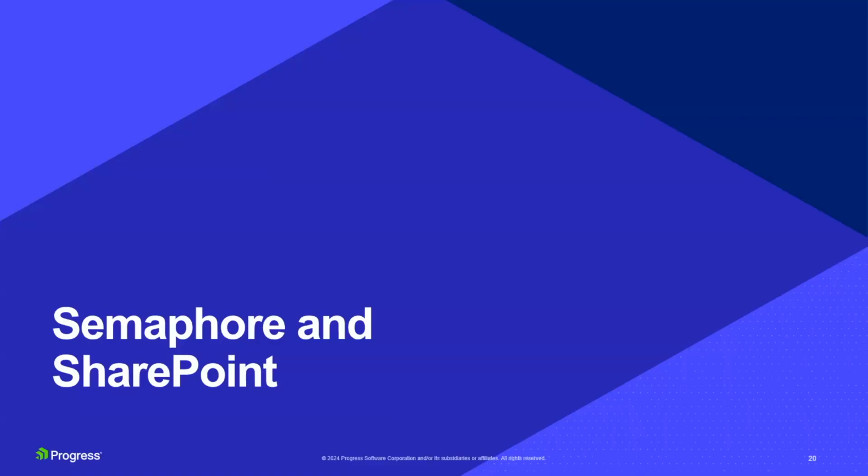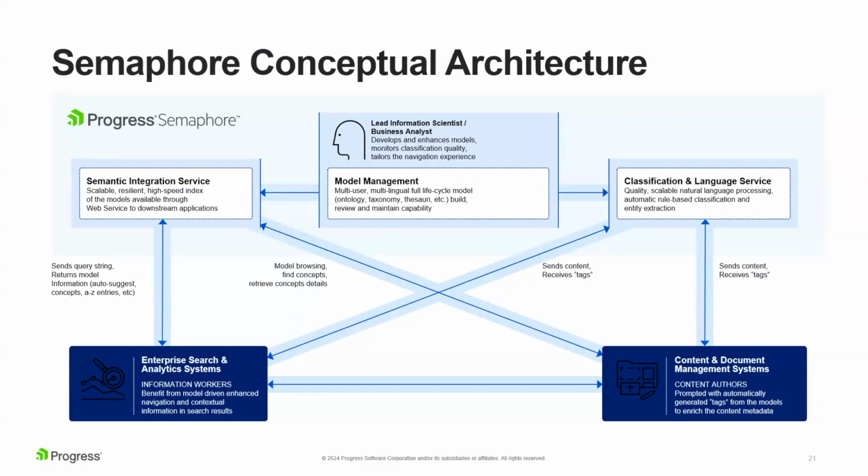There are 3 main components to Semaphore. We have the central piece, the model management, the collaborative management of the institutional knowledge within your organization. And to the left and right, the transactional components that actually put that to use. On the right-hand side, we have the classification and language service. This is the piece that actually does the enrichment of text using the NLP engine and using the knowledge in the knowledge models.